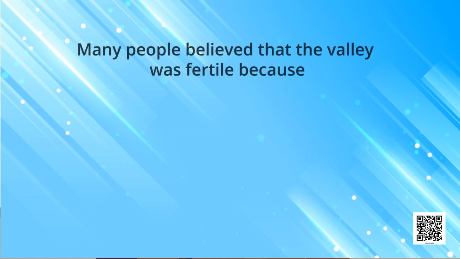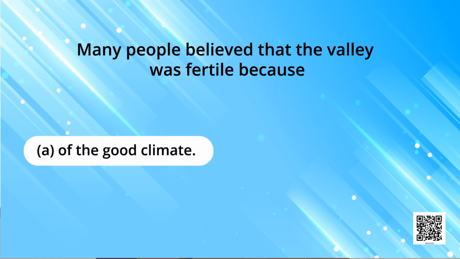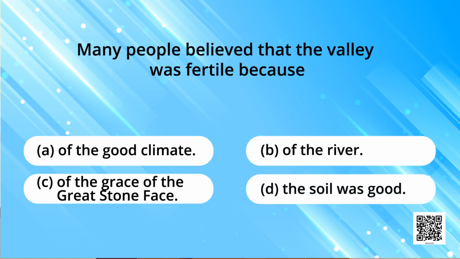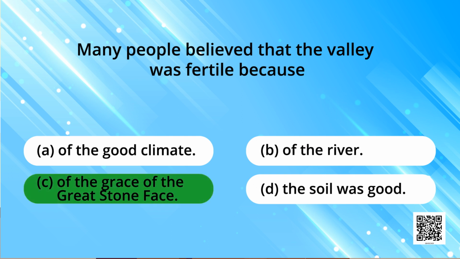Next, many people believed that the valley was fertile because, options are A, because of the good climate, B, of the river, C, of the grace of the great stone face, or D, the soil was good. Yes, what do you think? What is the correct option? It's C, because of the grace of the great stone face. Yes, people believed that because of the grace of this great stone face, the valley was fertile.